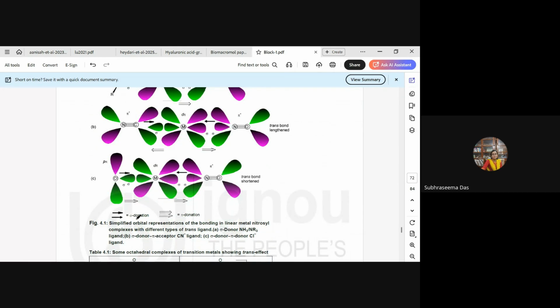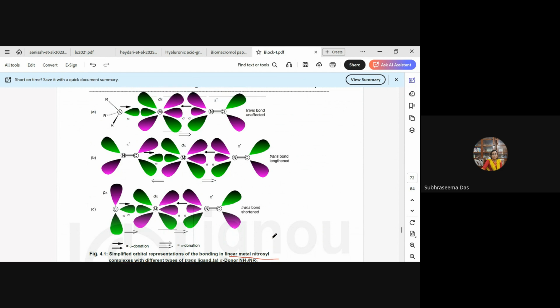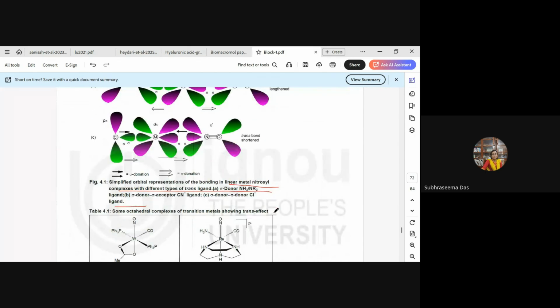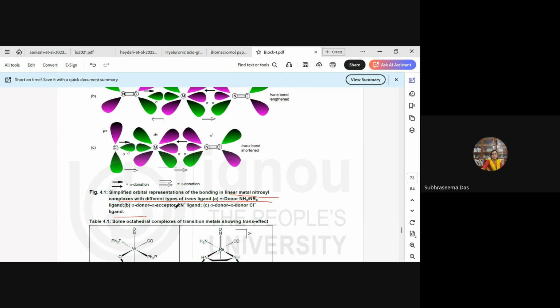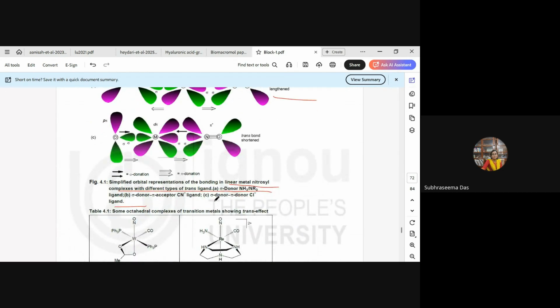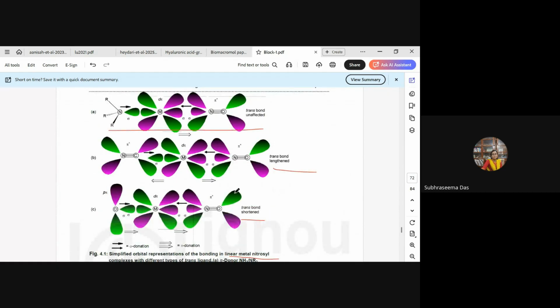This represents the orbital representations of the bonding in linear metal nitrosyl complexes with different types of trans ligand. In the first case, it is the sigma donor NR3, and here the trans bond is unaffected. In the second case, it is the sigma donor, pi acceptor CN ligand, and here the trans bond is lengthened. In the third case, it is the sigma donor, pi donor Cl minus, and then the trans bond is shorter. So here we can see how the bonding in metal nitrosyl complexes with different types of trans ligand influences the trans bond.